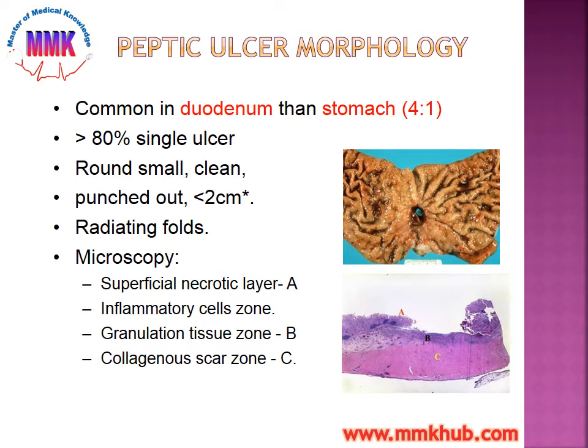Microscopically, as shown in the lower diagram, there is the superficial necrotic layer, which is designated by the letter A in the diagram, the inflammatory cell zone, and then the granulation tissue zone, which is shown by the letter B in the diagram, and then the collagenous scar zone, which is shown by the letter C.